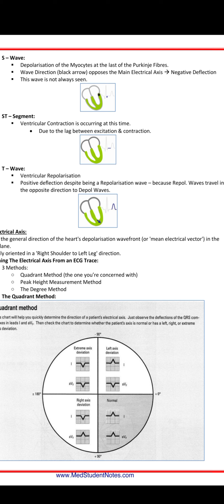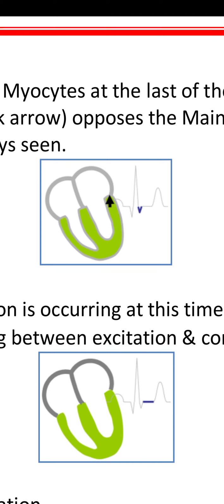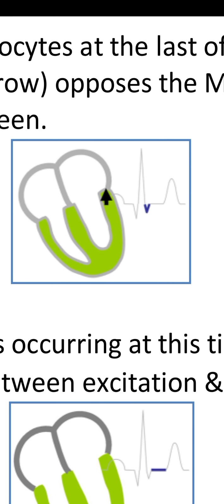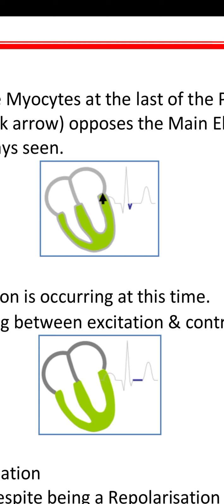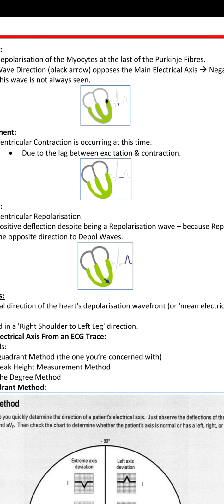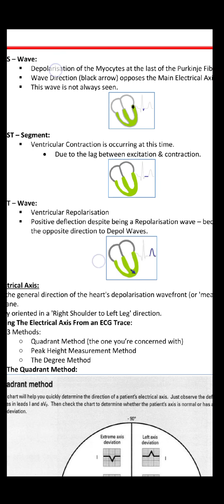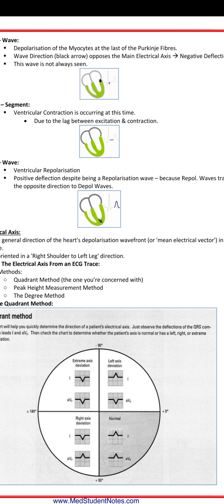The wave direction opposes the main electrical axis. You can see the direction, it opposes the main electrical axis, which runs to and from the Purkinje fibers. So there is downward motion of depolarization. Anywhere there is the end of depolarization, the arrow will be downwards. So this wave is not always seen.